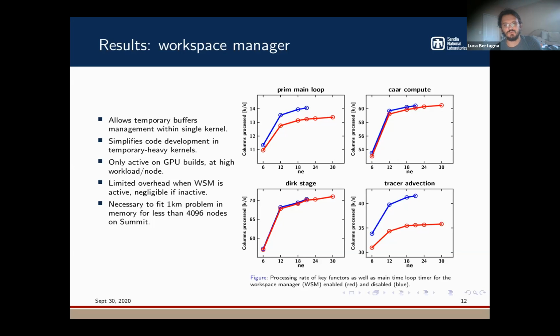As you can see, enabling the workspace manager gives a little performance hit on some kernels, on others it is not noticeable, but it's limited. Like for the overall loop, it's less than 10%. It's about 10%, maybe a little less.